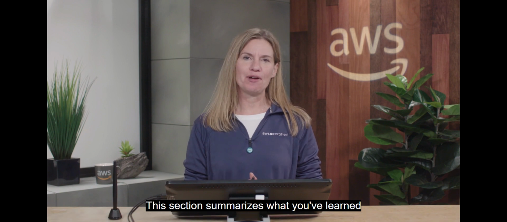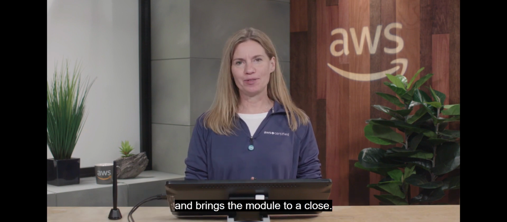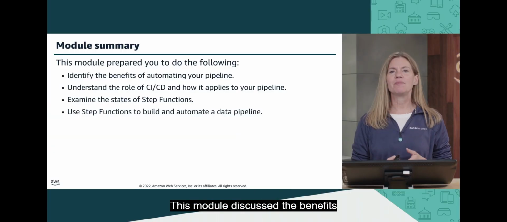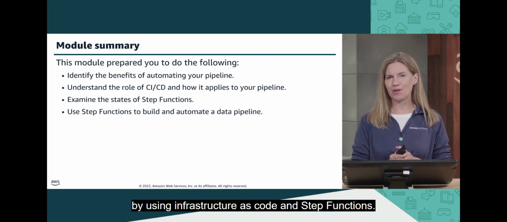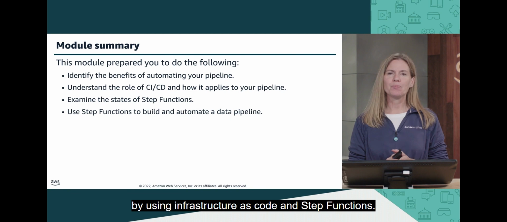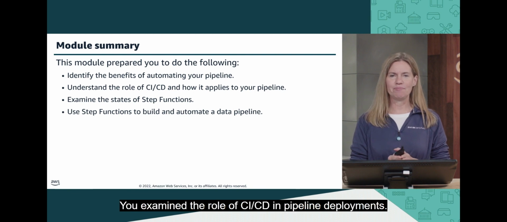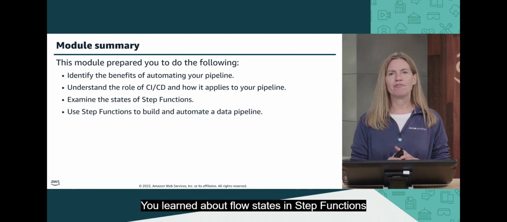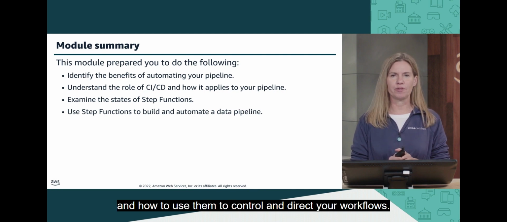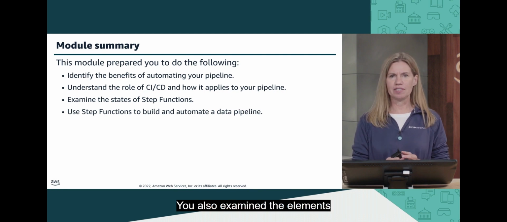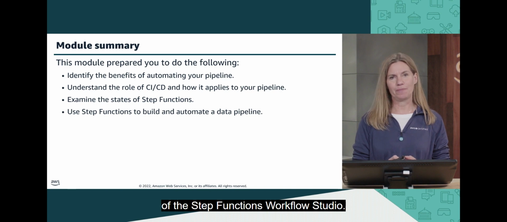This section summarizes what you've learned and brings the module to a close. This module discussed the benefits of automating your pipeline by using infrastructure as code and step functions. You examined the role of CI/CD in pipeline deployments. You learned about flow states and step functions and how to use them to control and direct your workflows. You also examined the elements of the Step Functions Workflow Studio.